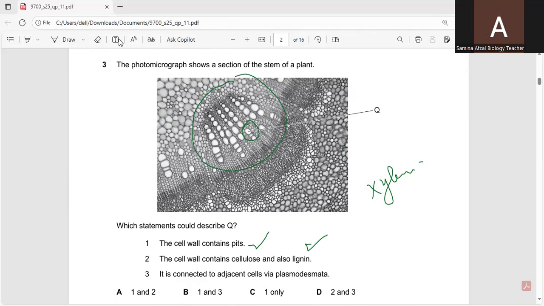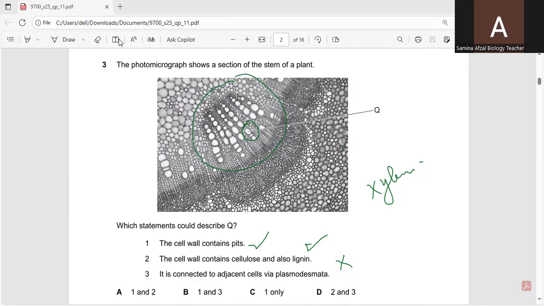The cell walls of xylem vessels are strengthened and become waterproof with the help of this lignin. In addition to the standard plant cell wall component, cellulose, lignin provides structural support. So this statement is also correct because the lignin is also present there. It is connected to adjacent cells via plasmodesmata. So no, this statement is not correct.